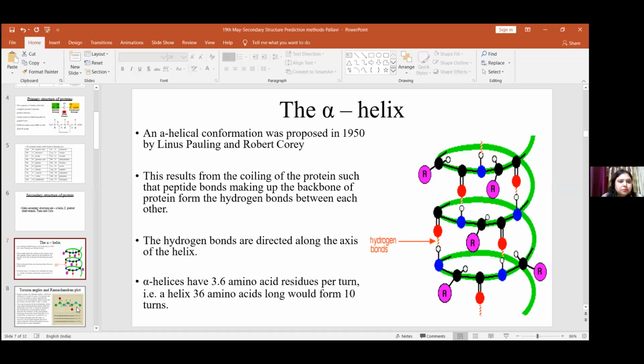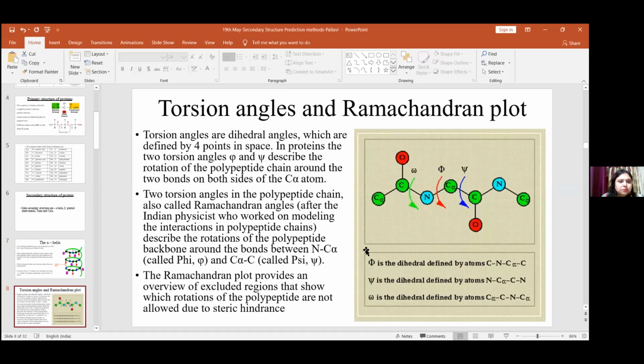Now, very important concept is when you are trying to predict the secondary structure, the Ramachandran plot comes into account. What is Ramachandran plot? Ramachandran plot tells us the specific possible conformations of the protein, and it tells us what are the steric hindrances, what movements are, it tells us the dihedral angles. Now, what is a dihedral angle? I will show you on my.